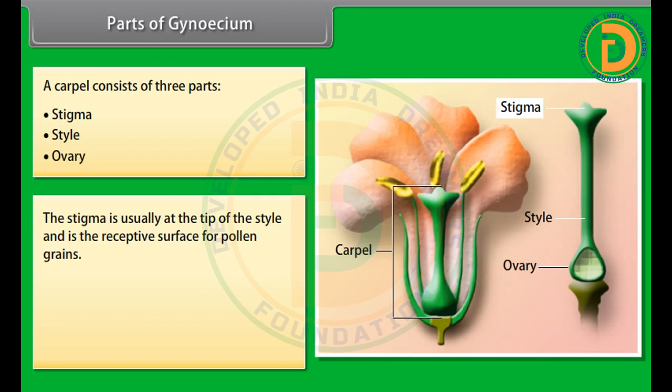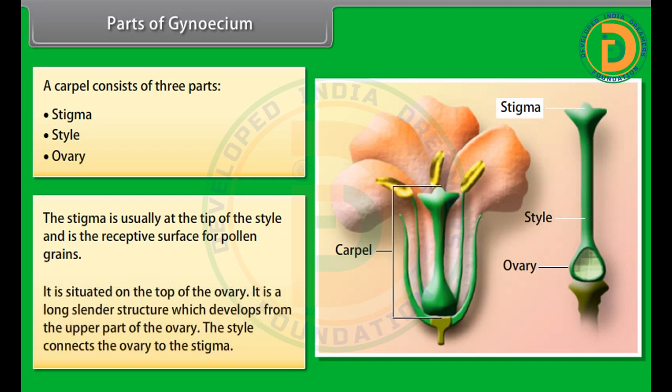The stigma is usually at the tip of the style and is the receptive surface for pollen grains. It is situated on the top of the ovary. It is a long, slender structure which develops from the upper part of the ovary. The style connects the ovary to the stigma.